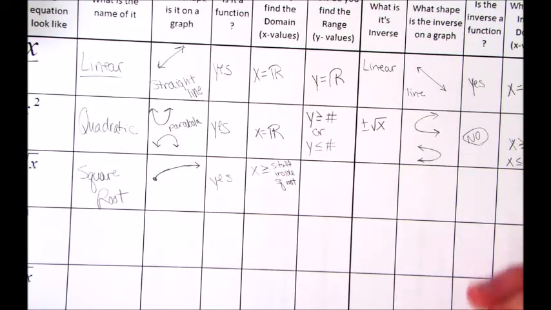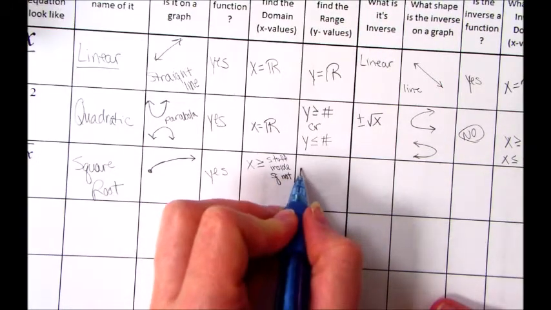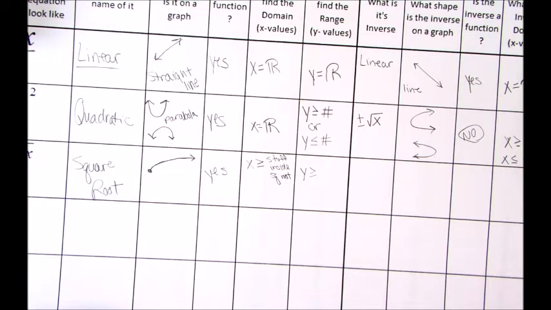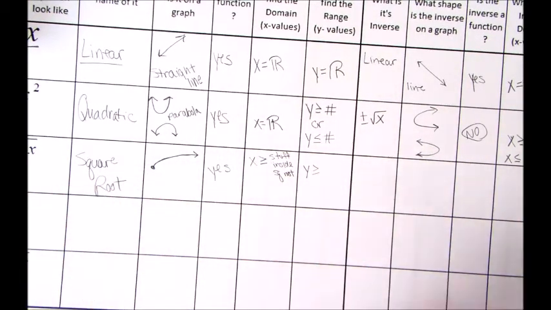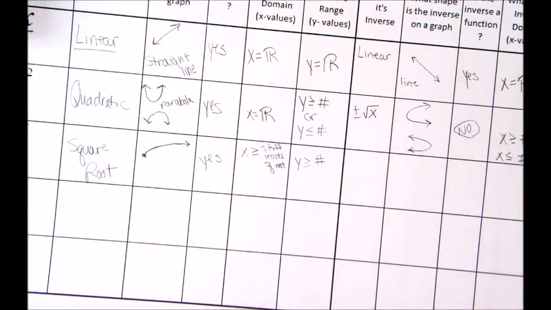The range is a little harder. You have to take whatever value you got for x. It's going to be either y is greater than or equal to, it might be less than or equal to if it opens down, but usually it's greater than or equal to the number you get when you plug in x. So I'm just going to write a number, but it's the number you get when you plug in x. So it is very limited.